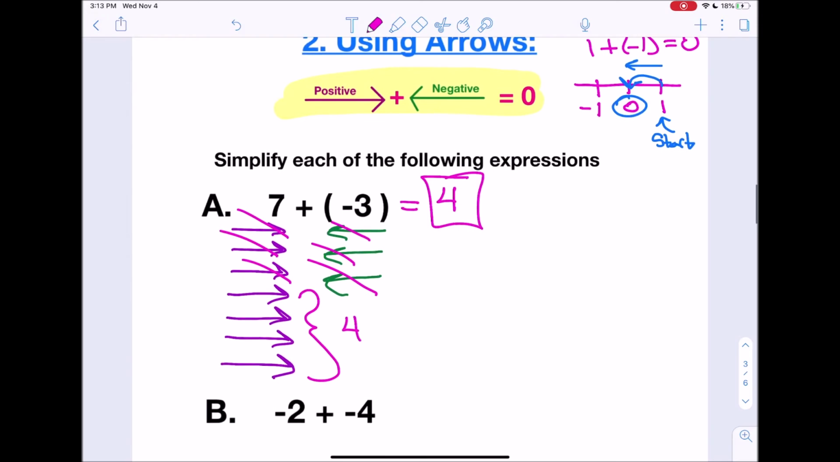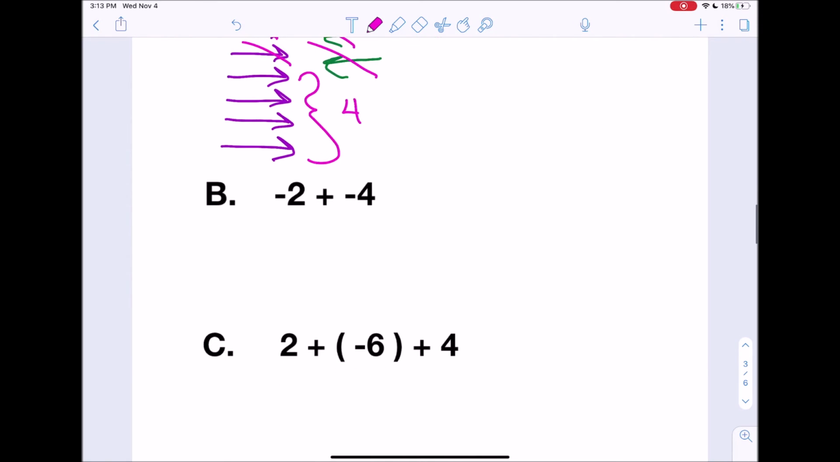All right, let's try another one. For B, we have negative 2 plus negative 4. Okay, so negative 2 would be 2 arrows going to the right. Negative 4 would be 4 arrows going to the right. We're supposed to be adding them together. And if I add them together, I have 1, 2, 3, 4, 5, 6 negatives. So it's going to equal negative 6.